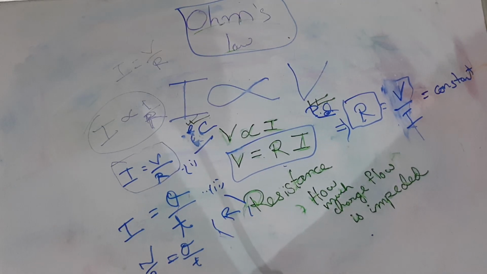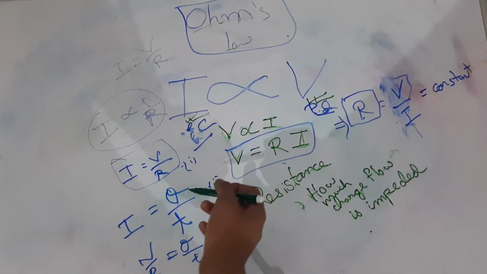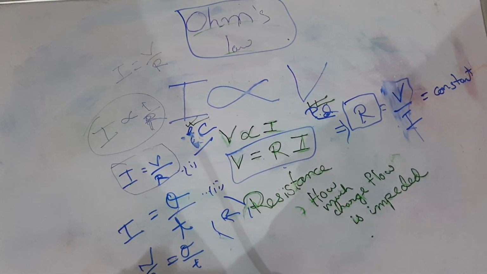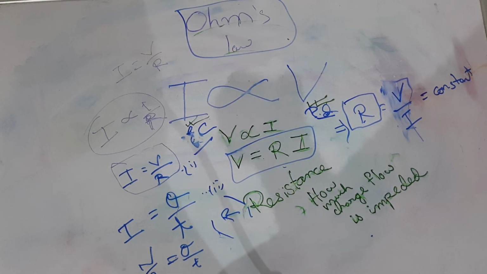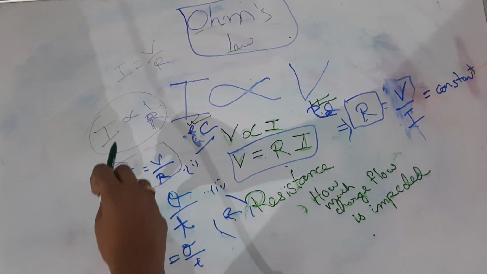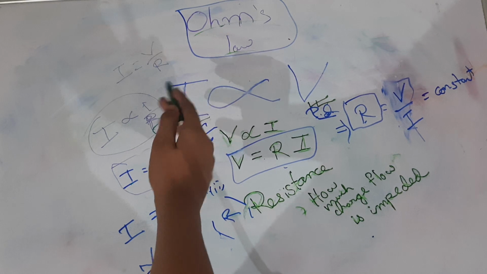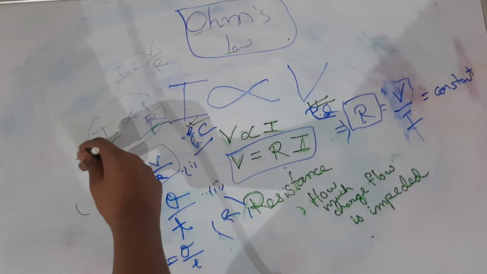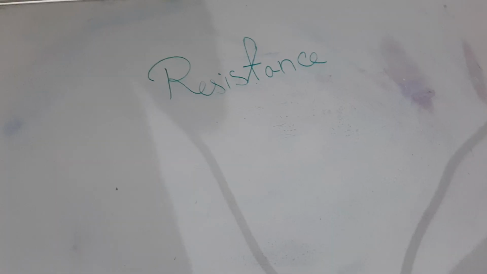Now what does this mean? Since I is directly proportional to V, when V, the potential difference, is doubled, I also gets doubled. When V becomes 1/4, I also becomes 1/4, because they are directly proportional. Now I is inversely proportional to R. This means that when R is doubled, I is halved. When R is halved, I is doubled. So this is what Ohm's law is.